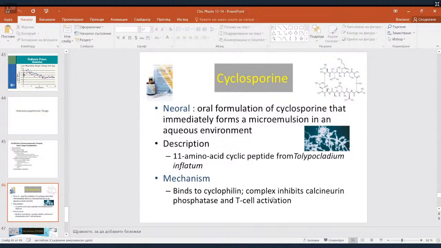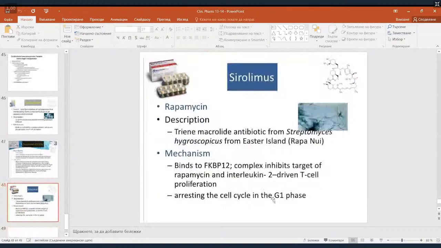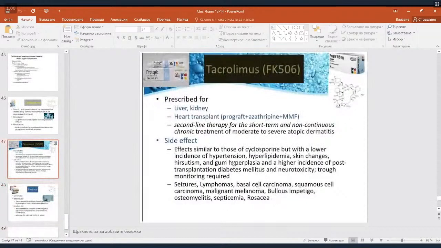And T cells are involved in the immune reaction against the transplant grafts. So when less T cells are activated, this means the organ is not rejected. Tacrolimus is the newer drug of the cyclosporin class. So first drug is cyclosporin, and then we have tacrolimus.